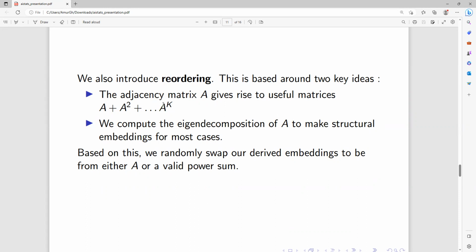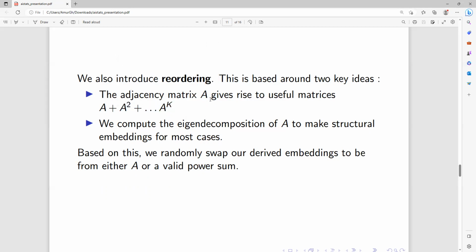But if you have A's eigenvalues and eigenvectors, then this is very trivial to get, because the eigenvalues kind of come out in a power sum. We're not going to show the derivation here, but this becomes easy to deal with if we're doing this anyway. So we can swap our derived embeddings to be from either A or this.